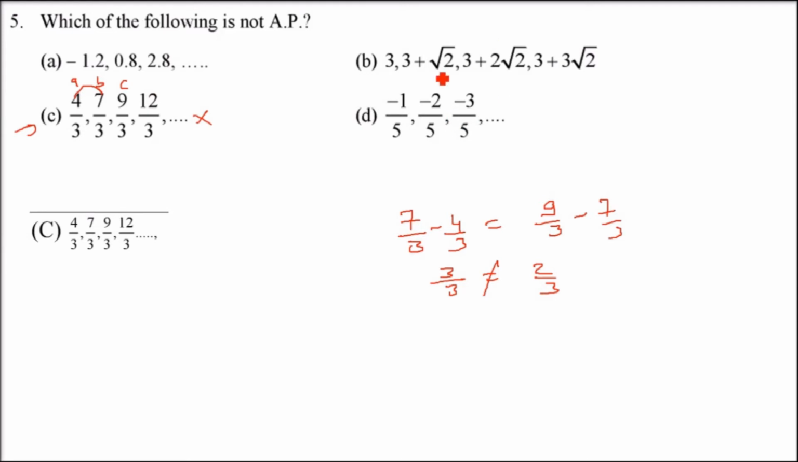I'll give you an example. Take the second one. 3 plus root 2 minus 3 is what? 3 plus root 2 minus 3 is root 2. And 3 plus 2 root 2 minus 3 minus root 2, and it will be root 2. So all others, A, B, D are in AP except C, which we just did. So this one is AP, this one is AP, D is AP, C is not.